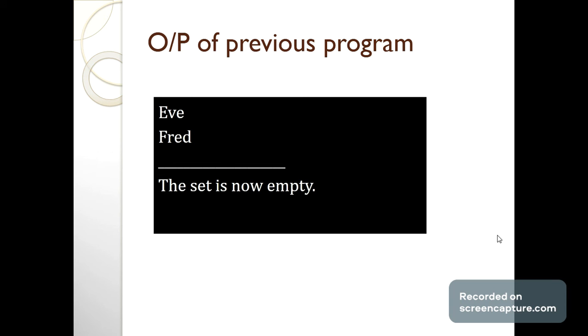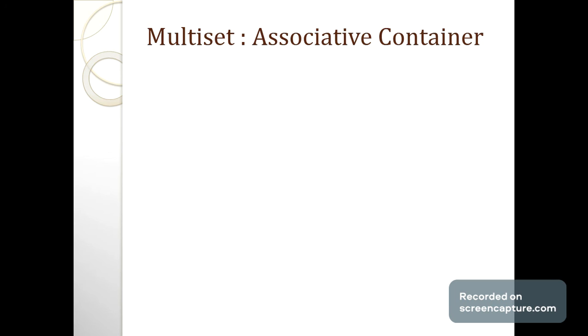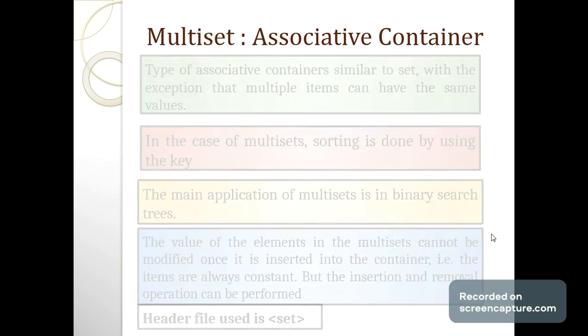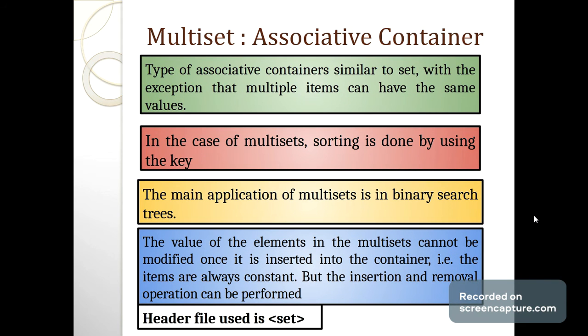So I hope you have understood how set operations are performed. Now we go for the next associative container, that is multi-set. Multi-set is a type of associative container which is similar to set, but here multiple items can have the same values. And here sorting is done by using the key. Again, in set also, the key is the one which is used for sorting. Remember that both set and multi-set make use of order.